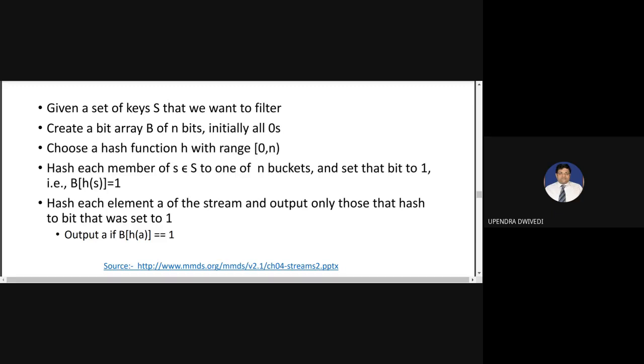Now we have a stream. The stream is basically generated from your news website. So you have to take each and every string from the stream and apply the hash function on those strings. It is the same hash function we have defined here. Now, when we apply the hash function, we will get an output between 0 and n.